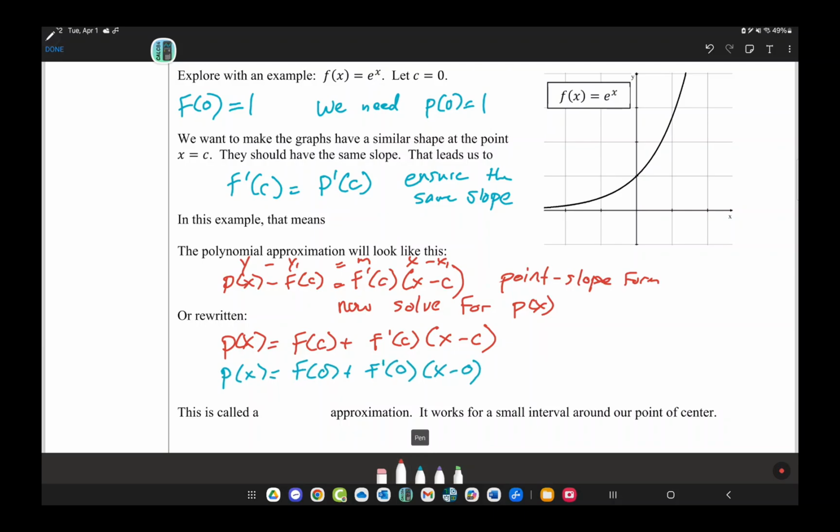Simplifying this, remember that f of x is equal to e to the x. What is f prime of x? Yes, e to the x, which means f of 0 is equal to f prime of 0, which is 1. This gives me e to the x is approximately 1 plus 1 times x, or x plus 1.